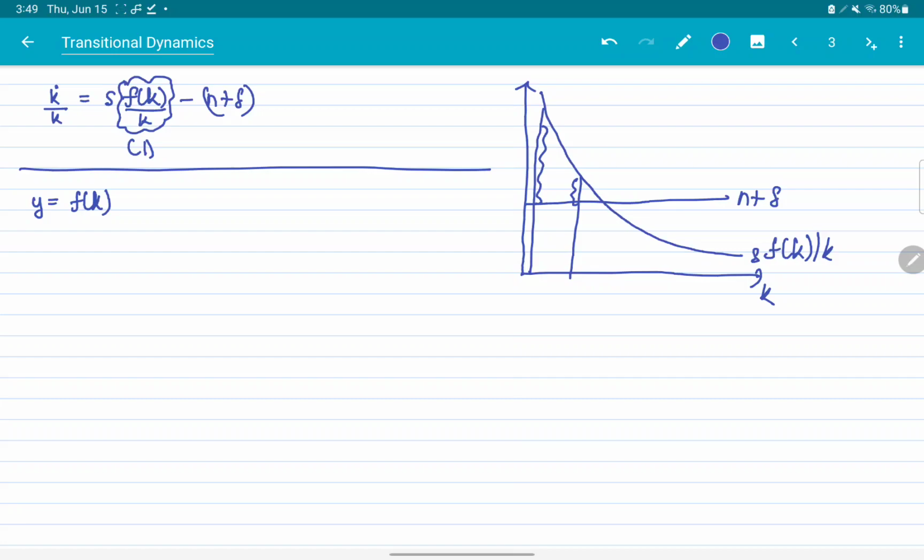But let's look at this for the Cobb-Douglas production function. So suppose this is k to the alpha. So y dot by y is equal to alpha k dot by k. So g_y is equal to alpha g_k. When k goes up, g_k goes down, which implies g_y also goes down.